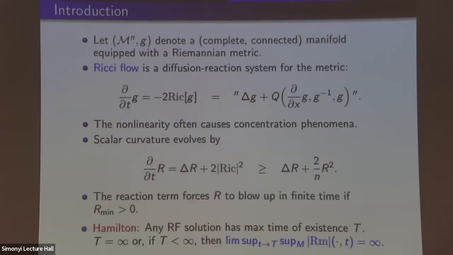So here is the introduction. So let's say that you have M, g, a complete manifold, which is equipped with the smooth Riemannian metric. And then you start with that metric, and then you start flowing it with this Ricci flow equation, right? So where you flow the metric by d/dt of g is negative two Ricci. Ricci is just the Ricci curvature.